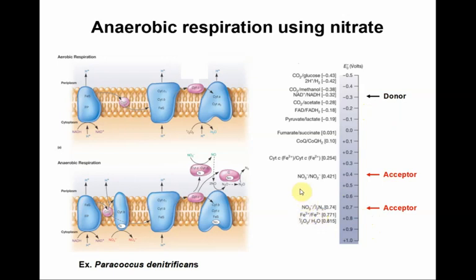But oxygen isn't the only good electron acceptor. So for example, nitrate to nitrite, that's a pretty good electron acceptor. And nitrite going to nitrogen gas, also a very good electron acceptor. So what occurs in a lot of bacteria is that in the absence of oxygen, they can use nitrate or nitrite as the electron acceptor.